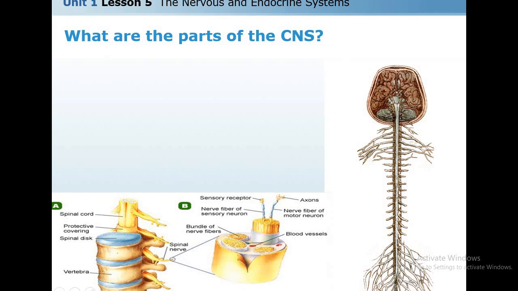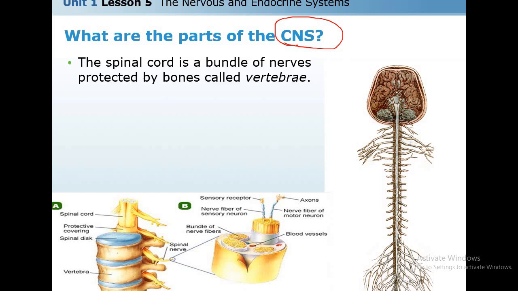Today we're going to continue in lesson 5, the nervous and endocrine system. What are the parts of the CNS? CNS means central nervous system. We have two types of nervous system: central nervous system and peripheral nervous system. The central nervous system includes the brain and spinal cord. Today we're going to talk about the spinal cord.